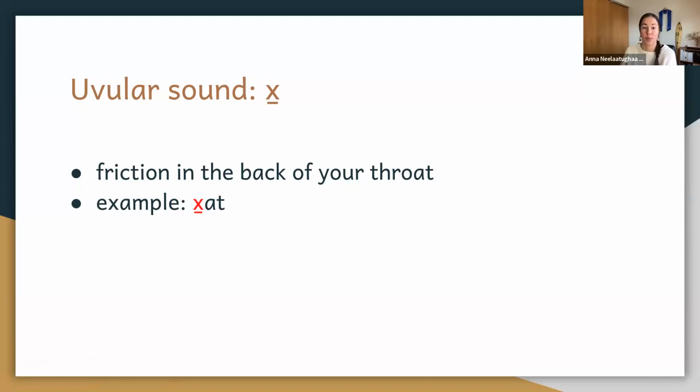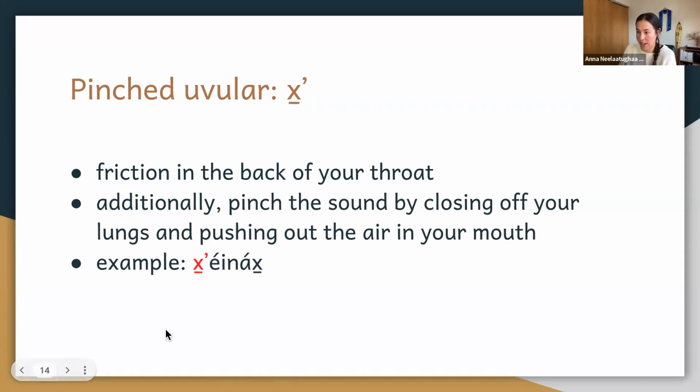Yeah, and just the word, repeat after me. Khat. Okay. Very good. A pinched uvular, we have an underlined letter that's also followed by an apostrophe.